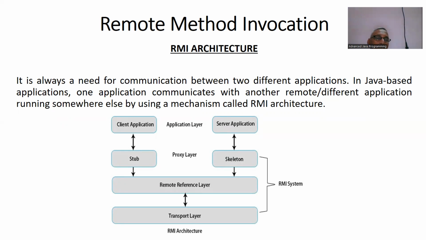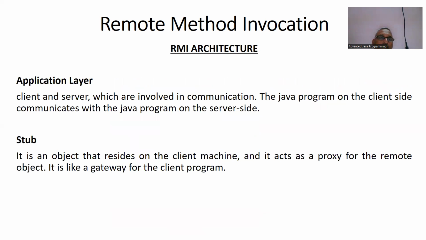Now, the client application and server application are in the respective JVMs of the client machine and the server machine. In the RMI application, we write two programs: the client program, which resides on the client machine, and the server program, which resides on the server machine. Next is the application layer. Application layer is the actual systems, that is client and the server, which are involved in communication. The Java program on the client side communicates with the Java program on the server side.